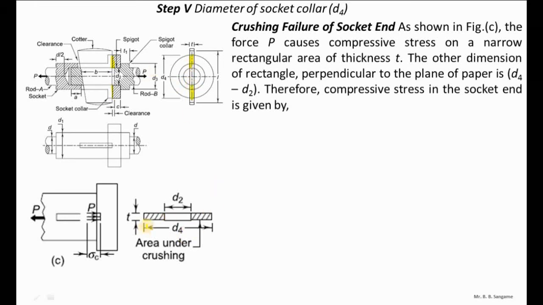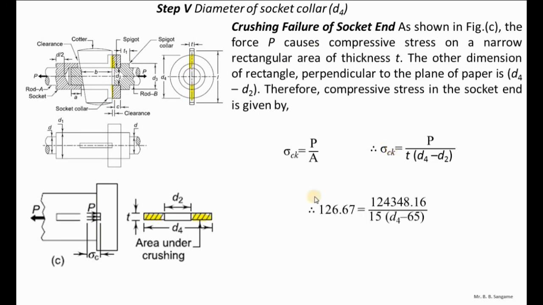So area under crushing is d4 minus d2 multiplied by the thickness. Okay, so crushing stress sigma ck will be equal to P divided by A, and A is again (d4 minus d2) into t. Here we have the value of t, we have the value of d2 that we calculated in the previous slide, and we are going to calculate d4. We have the value of P, which is the applied force that we have calculated. Okay, and sigma ck is the permissible crushing stress that we calculated in the first slide, that is the compressive stress.